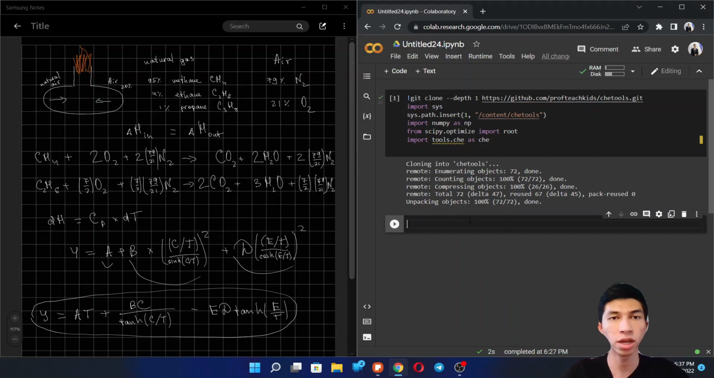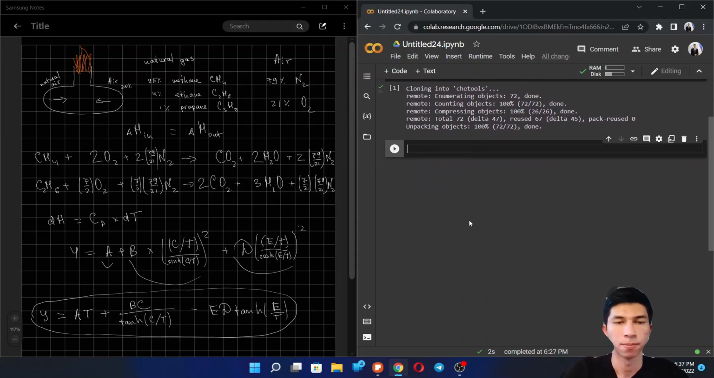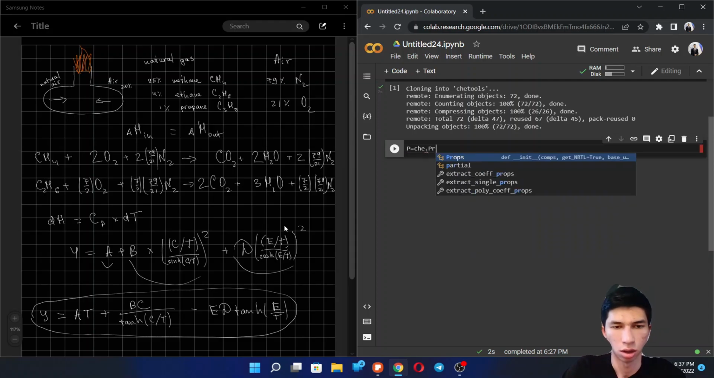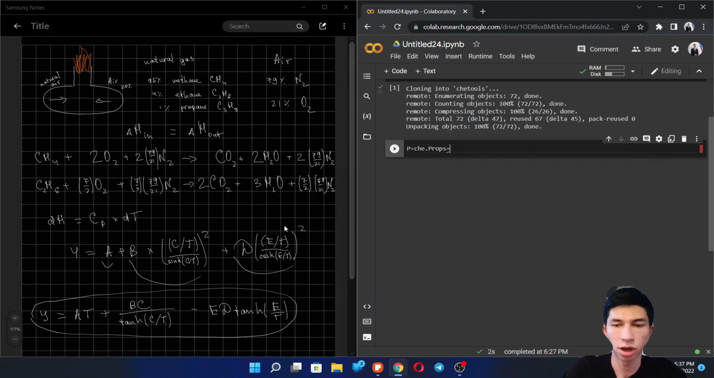Now we can start with the coding process. Since we are working with compounds, we can get the properties of all the compounds as P, so G dot props, and we need to have an array.